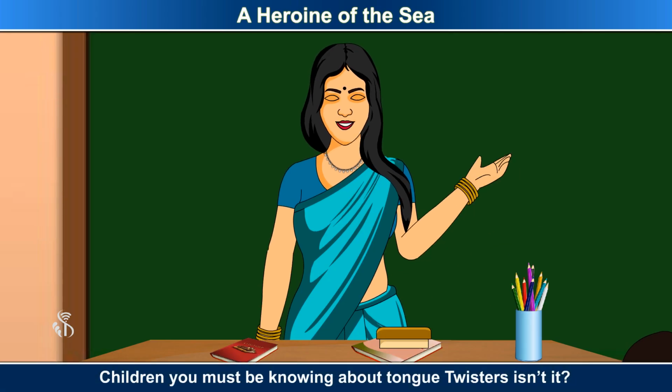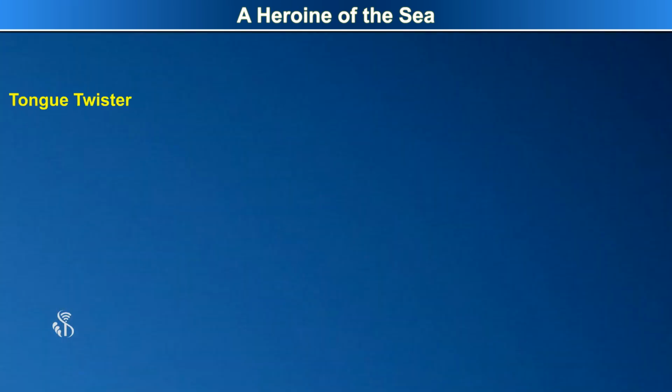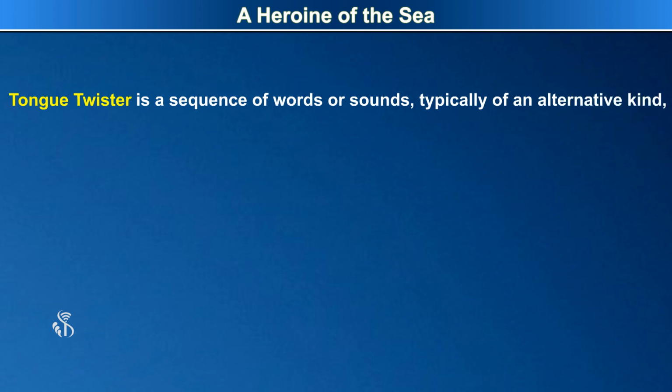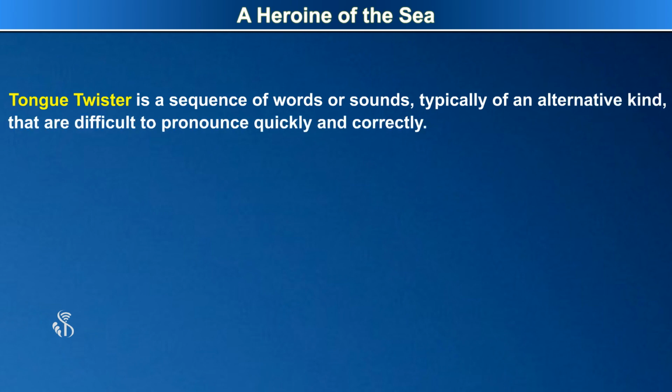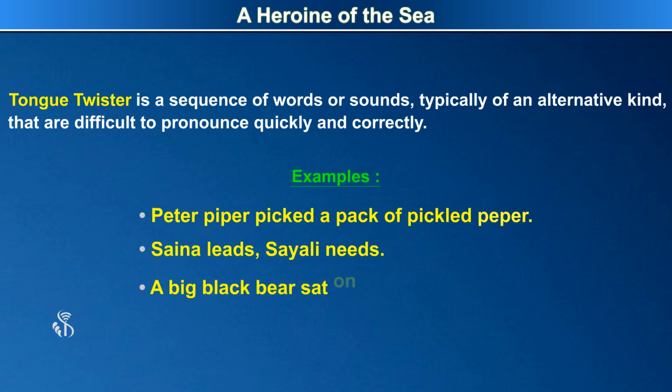Children, you must be knowing about tongue twisters, isn't it? A tongue twister is a sequence of words or sounds, typically of an alternative kind, that are difficult to pronounce quickly and correctly. Examples: Peter Piper picked a pack of pickled pepper. She sells, he needs. A big black bear sat on a big black rug.